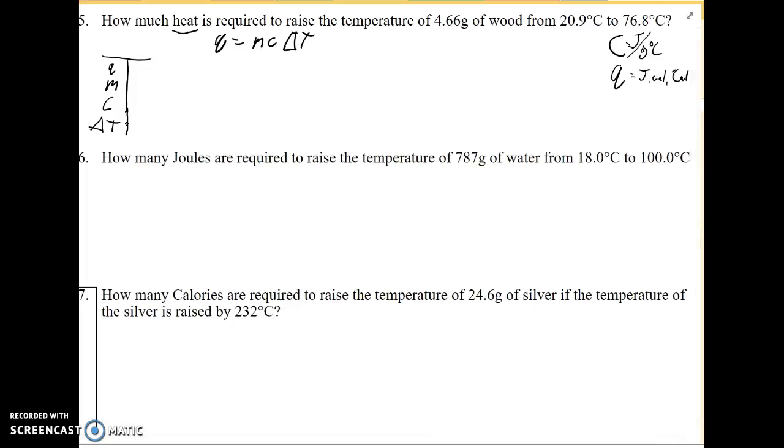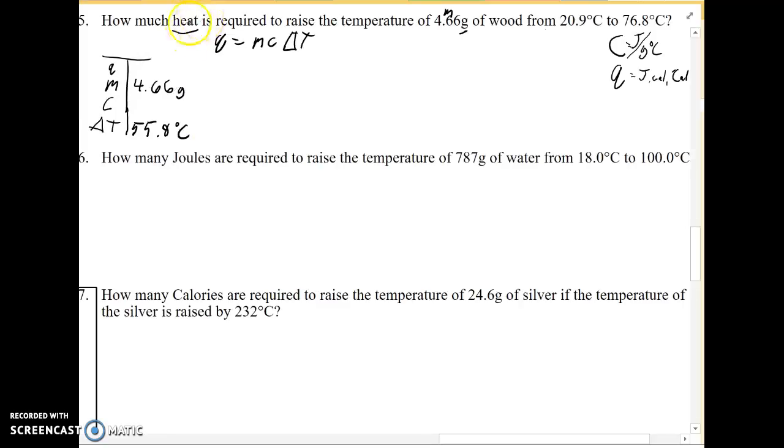All right, so we begin with m. That is grams. So 4.66 grams is the mass of my wood. And then it goes from 20.9 degrees Celsius to 76.8 degrees Celsius. Again, delta means change, so delta T means change in temperature. If I find the difference between those two, it is 55.9 degrees Celsius. Oops, forgot my label there. That's 4.66 grams.